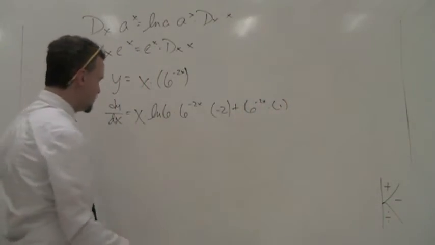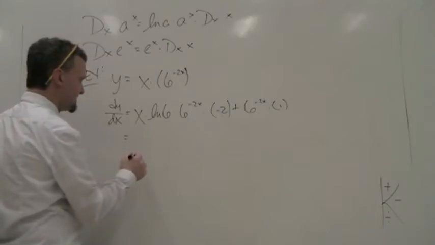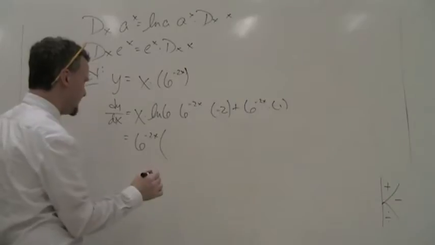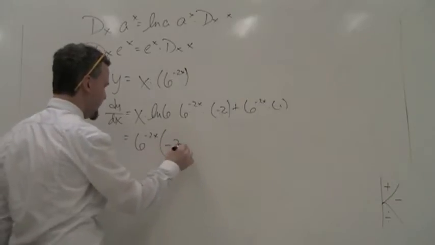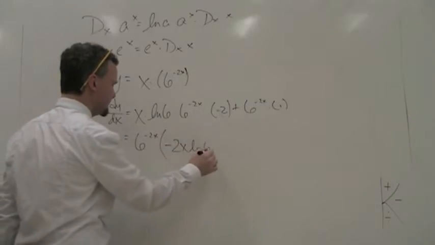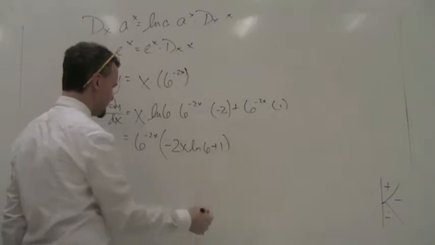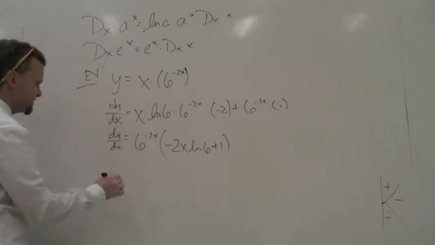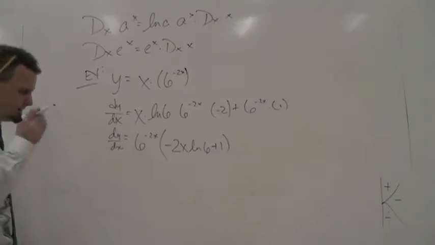Okay, take out your 6 to the negative 2x, it's in common in both. And you have negative 2x ln 6 plus 1. And that's the right answer. Okay? It's just an application of a simple rule.